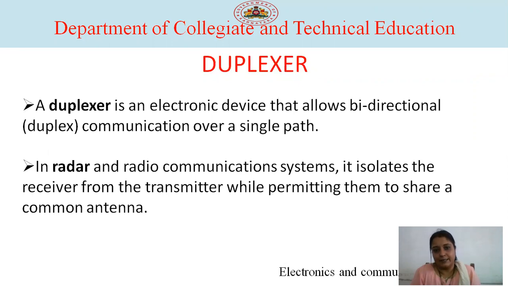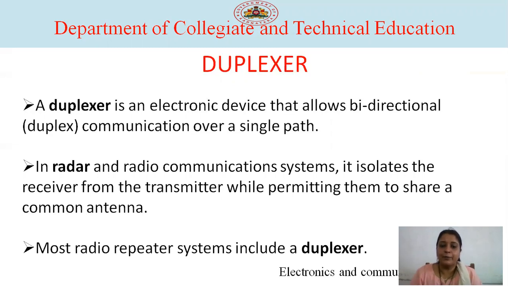It means it is isolating the receiver section. It is protecting the receiver section because they are using a common antenna here. If you observe, they are using the common antenna. Therefore, to protect the receiver section, they make use of this duplexer circuit.